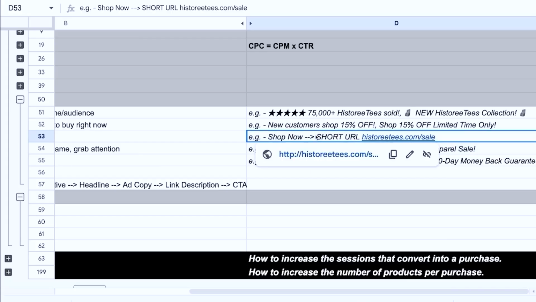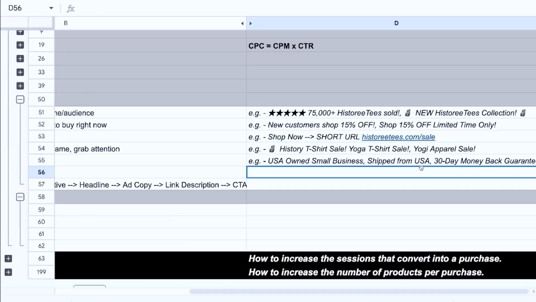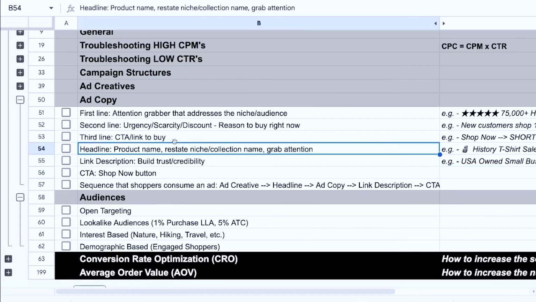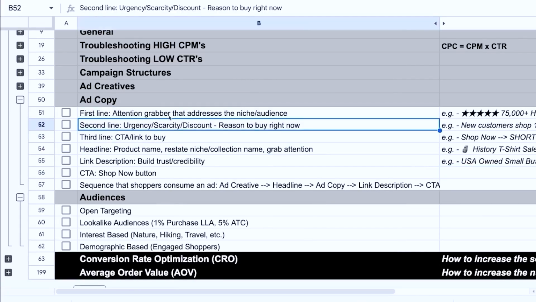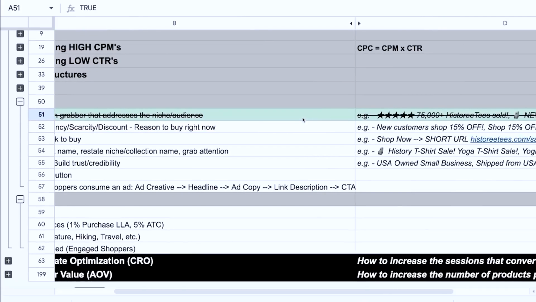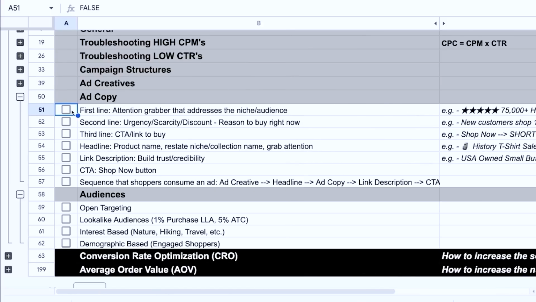Then other things you could break the mold on are these headlines. These are things that have worked well for us. I've seen some mistakes where people put like $75 plus free shipping, and I'll show why I say that's a mistake, but follow these concepts. So first line, it should be attention grabbing and address the niche/audience. An example of that is 5 stars, 75,000 plus history tees sold, new history tees collection with well-placed emojis. That would be a good line.